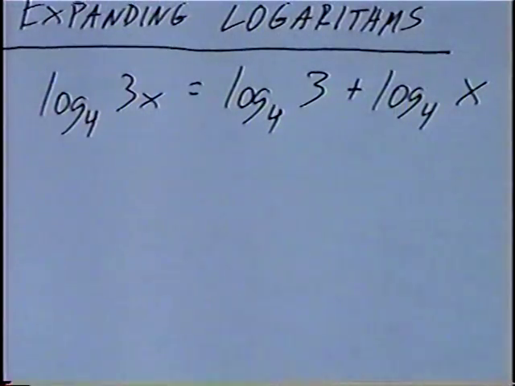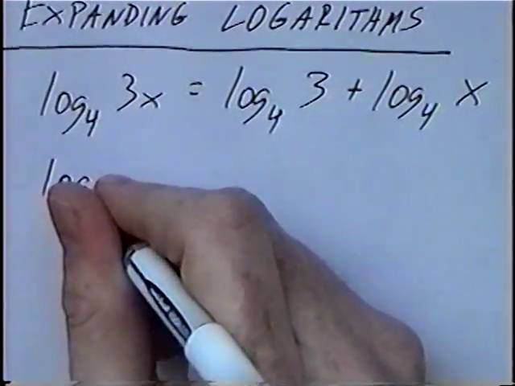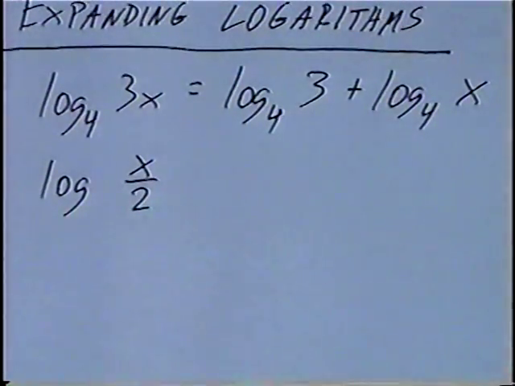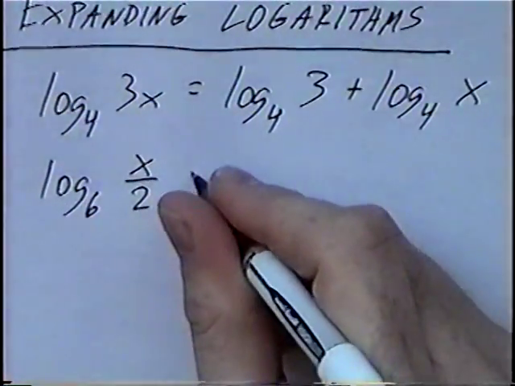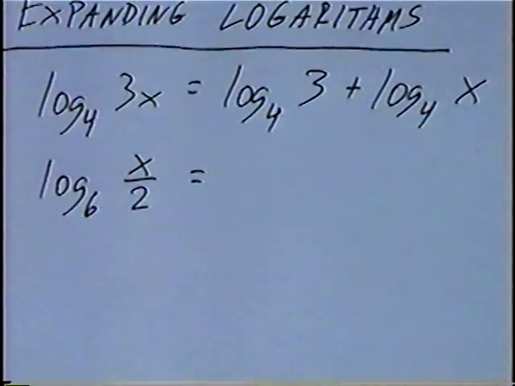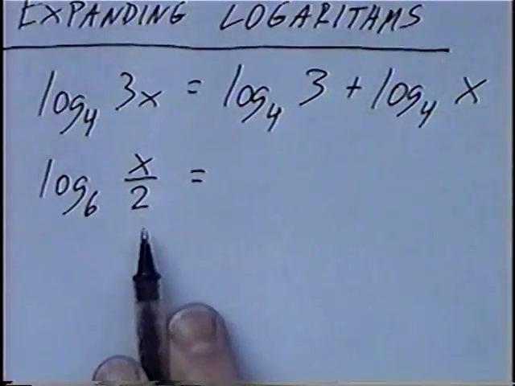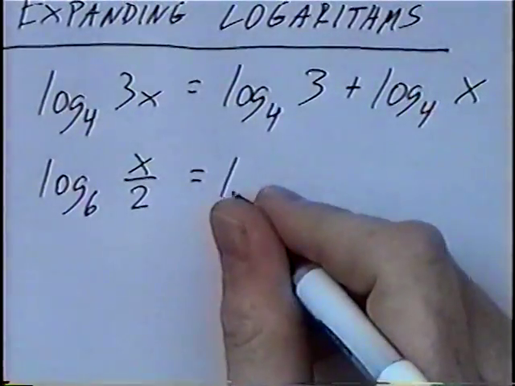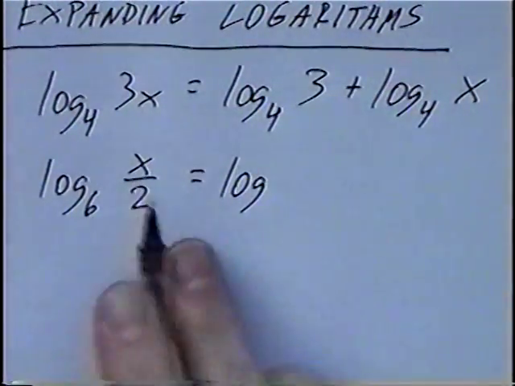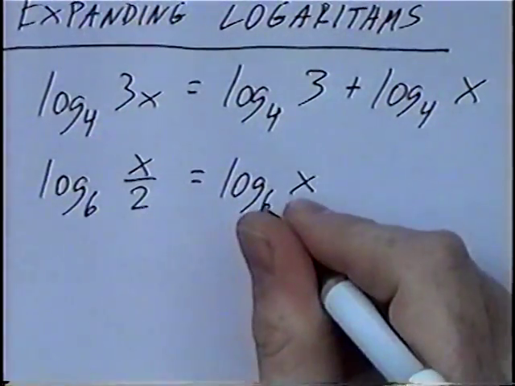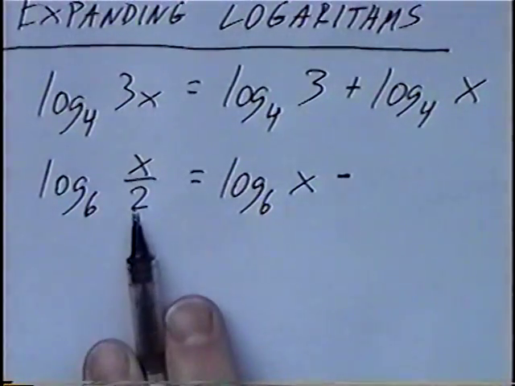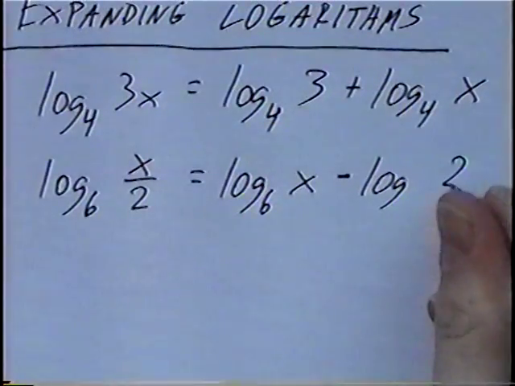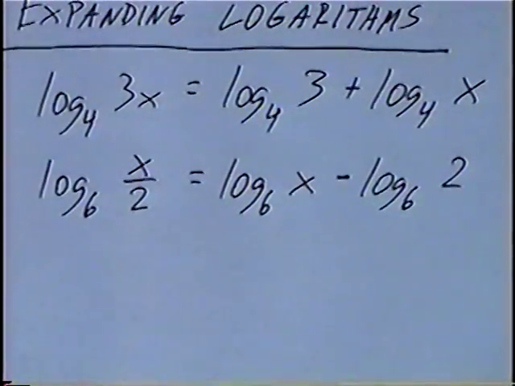Second question is log of x divided by 2 with a base of 6. Again, dividing inside logarithms. If you're looking back at the properties, we'll change this to a subtraction question. Log with the numerator x, base 6, and we'll subtract a log of the denominator, which will be log 2, the same base 6.